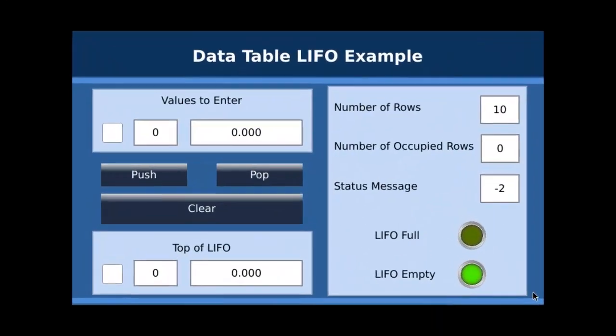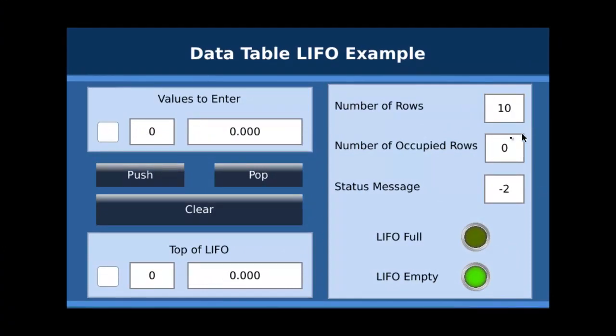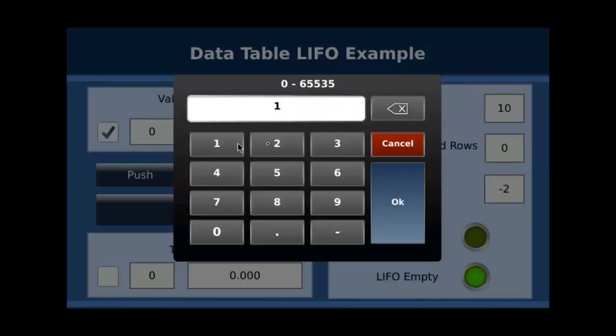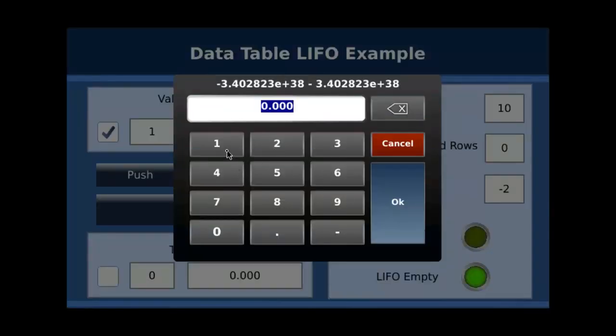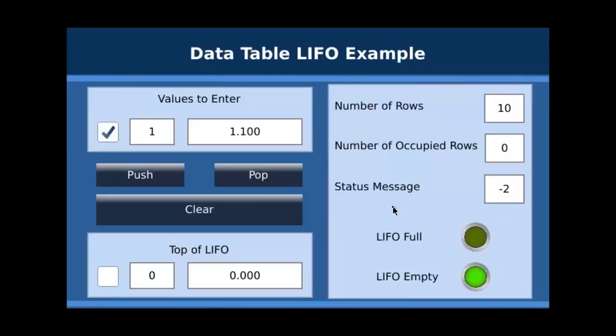As we can see in the example here, starting off, there are 0 rows used out of 10. Nothing is in the top LIFO, so we can enter a couple different values to start. We can turn this bit on. We can assign a value here for our first. This can be 1. And the same for our second. This is a real. We can enter 1.1. We can now press push and store it to the top of the table.